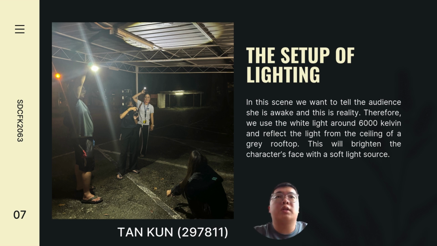The next one is the key photography technique. In these scenes, we want to tell the audience she is awake and this is reality. Therefore, we use white light around 6000 Kelvin and reflect the light off the ceiling of a gray rooftop. This gives the character's face a soft light.